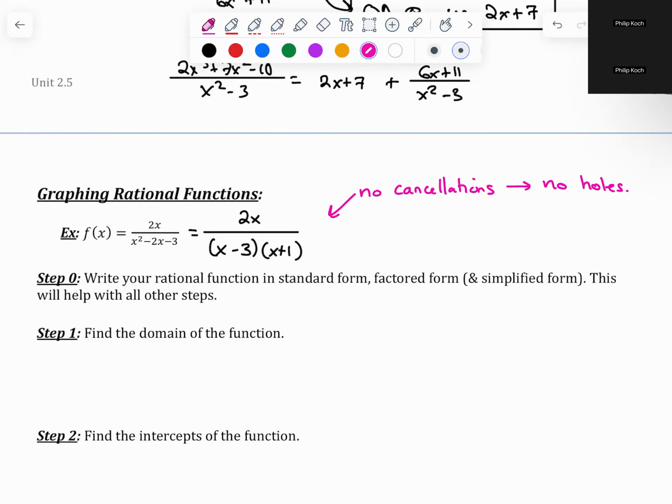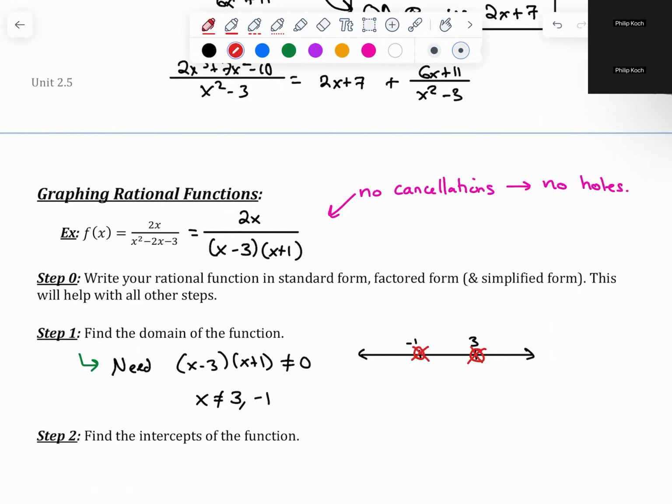This helps with all other steps because if you're finding the domain, that comes from the denominator, and now you already have it factored. So for the domain, we need the denominator to not equal 0, so we need x minus 3 times x plus 1 to not equal 0, which means that x can't equal 3 or negative 1. So hopefully you can create the interval notation for that right from just looking at it. But if you can't, always draw a number line. It never hurts. I'm going to still draw a number line. So here's negative 1, here's 3. You've got to pluck those two values out. You cannot equal those, but everything else is fair game.